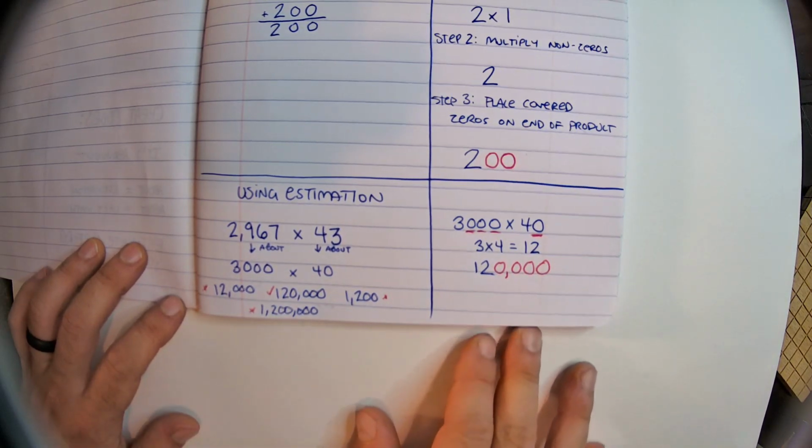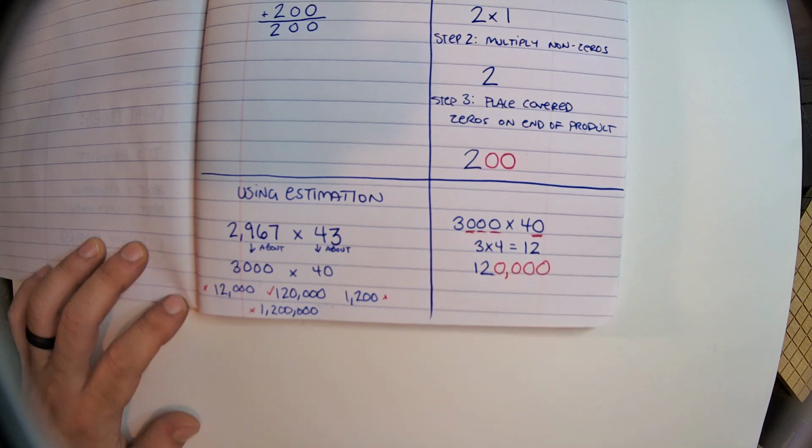So that's using estimation and the zeros trick to determine if an answer is reasonable. So use that more this week as we move on and practice it, because it'll give you a lot of confidence with multiplication. All right, see you later.